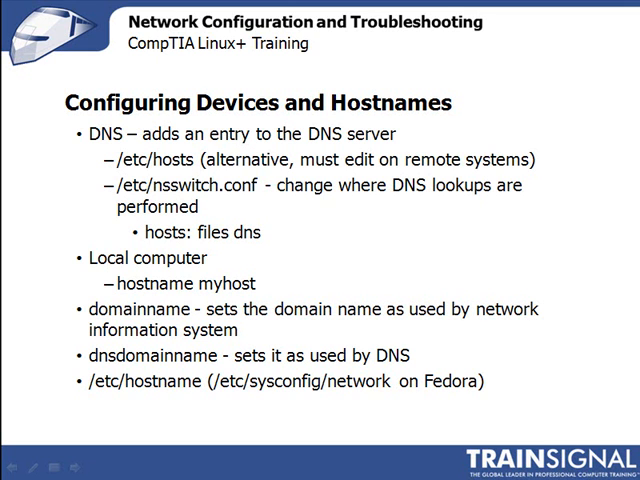Most distributions will look at the file /etc/hostname first to figure out how to set the hostname. So any changes that you wish to be permanent have to be made to that file. On our Fedora test system, that file is /etc/sysconfig/network instead. Let's go back to the terminal and take a look at our configuration files.